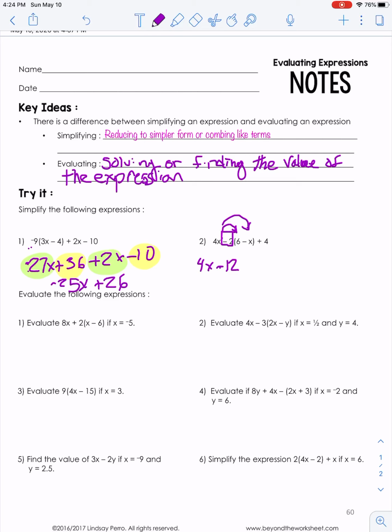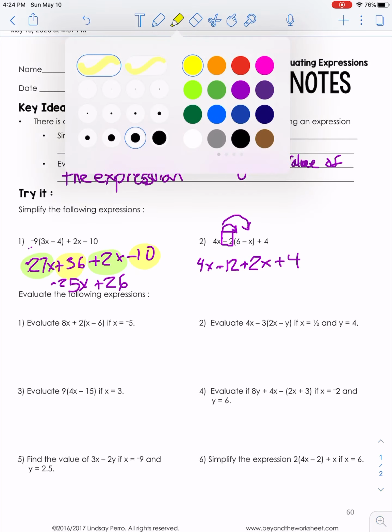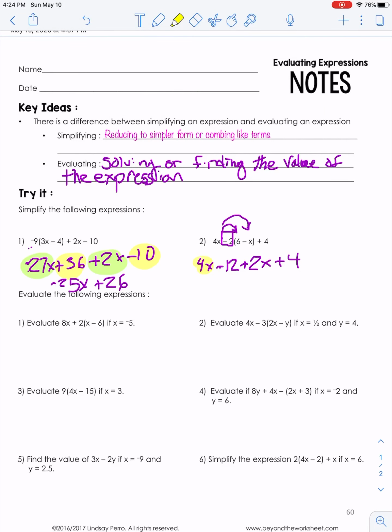Then we have a negative times a negative. So that leaves us with a positive. And 2 times 1 is 2. So we have 2x. Then we drop down our 4. Now we're going to combine our like terms. So we have 4x and positive 2x. And we have a negative 12 and a positive 4.